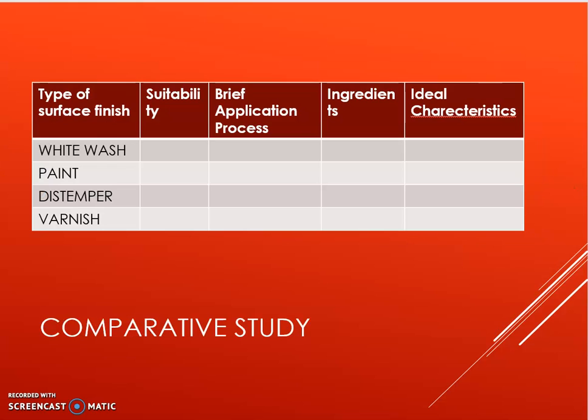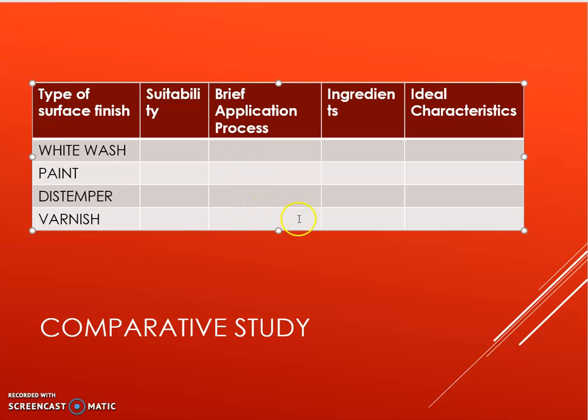Now last, what I want you all to do is complete this task. We have learned all these 4 different types of surface finishes. You all make a chart so that you don't have to memorize everything and don't have to go through all the notes. What will this chart be made up of? First thing, suitability: on which surface you are going to apply this. Then brief application procedure, 1, 2, 3, 4.